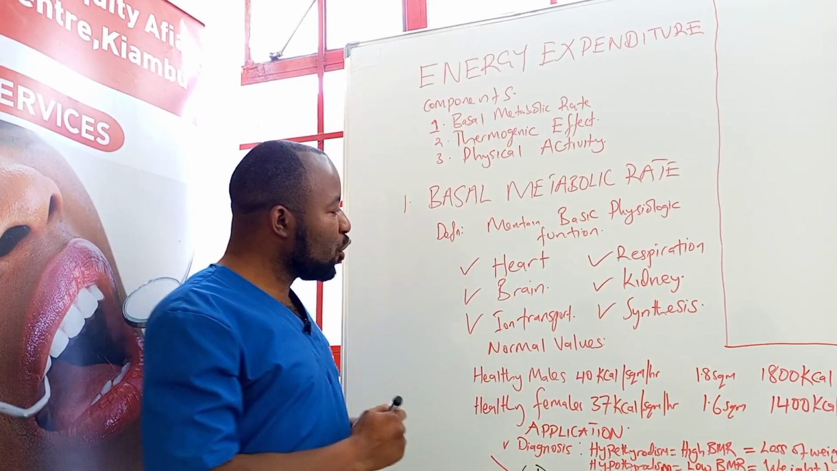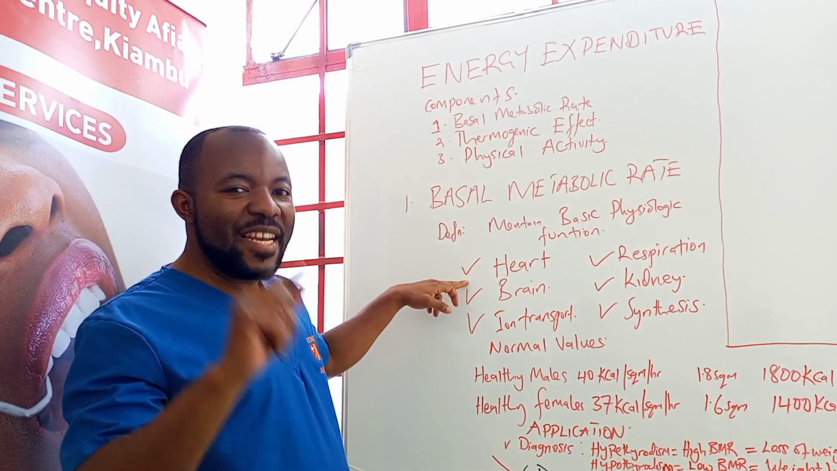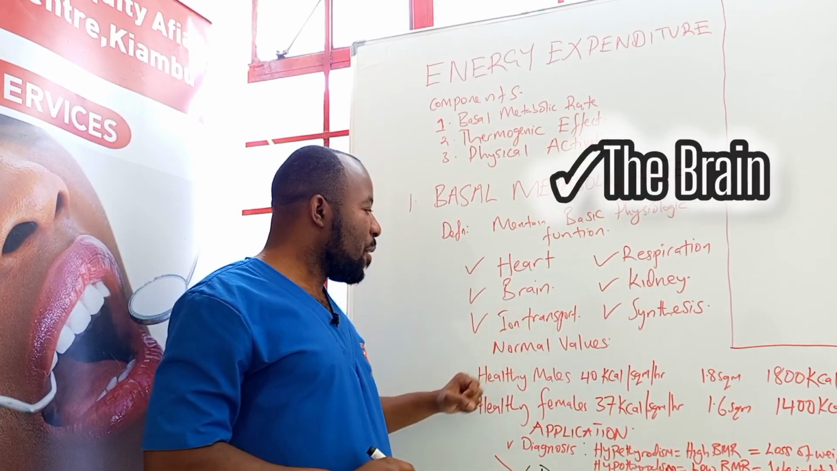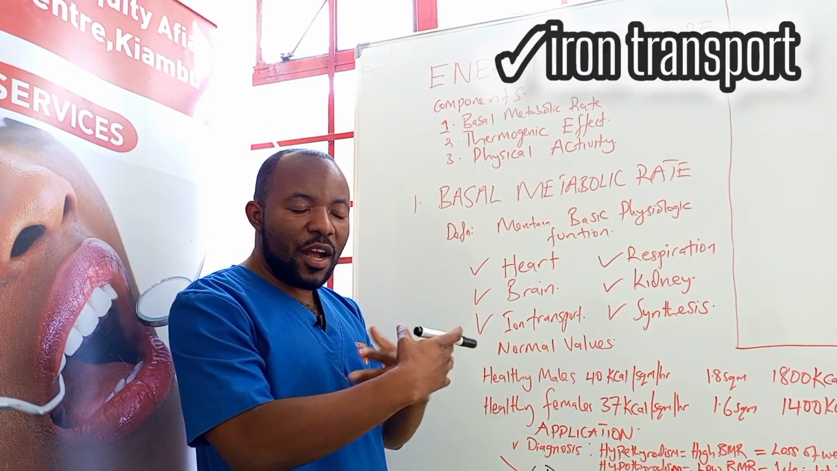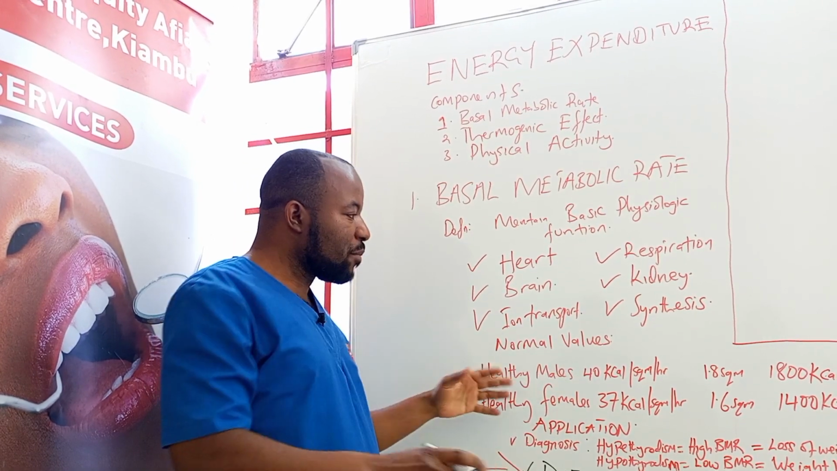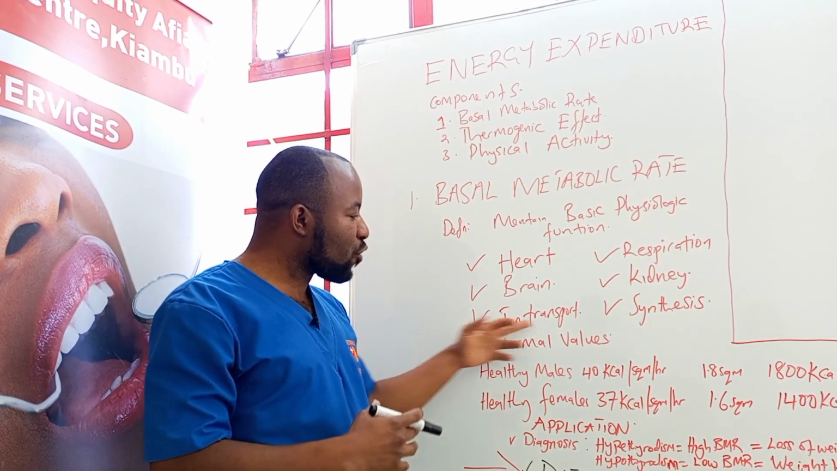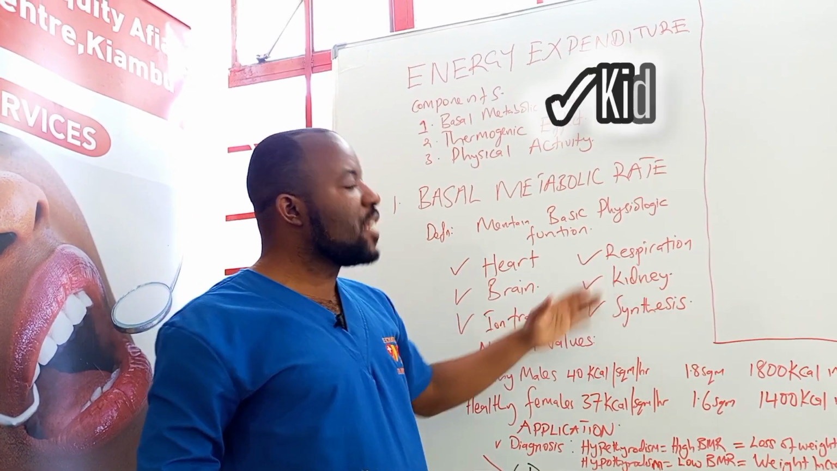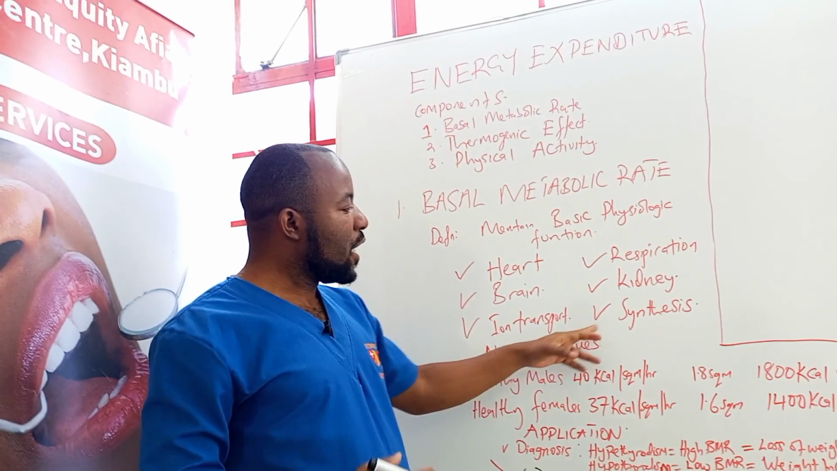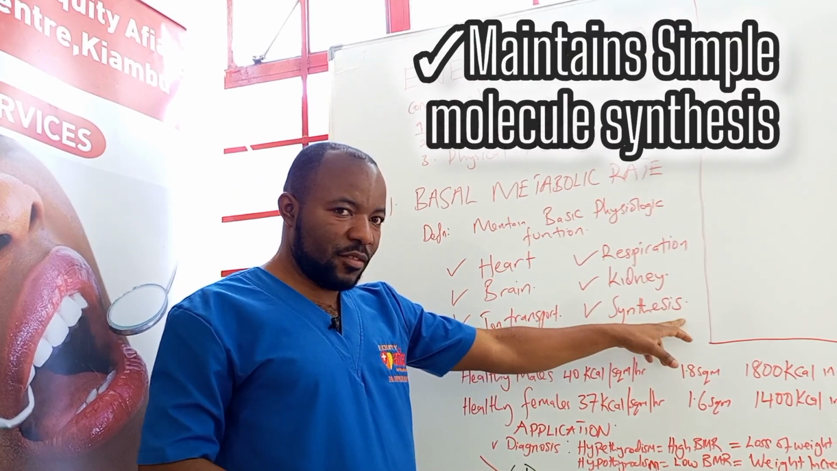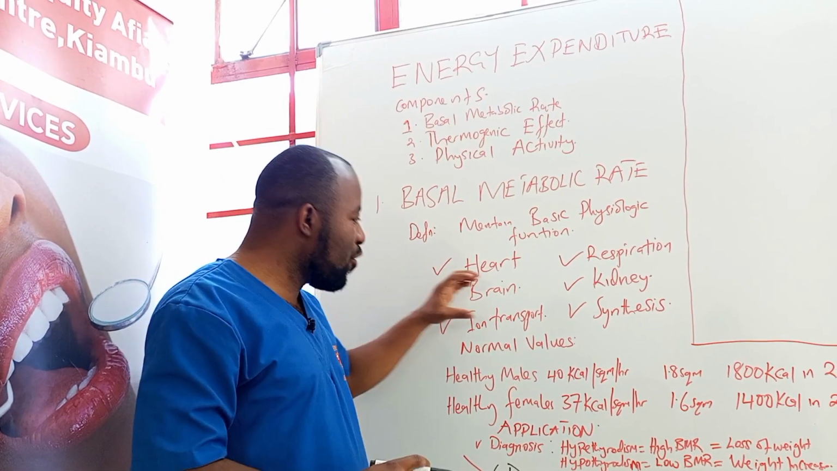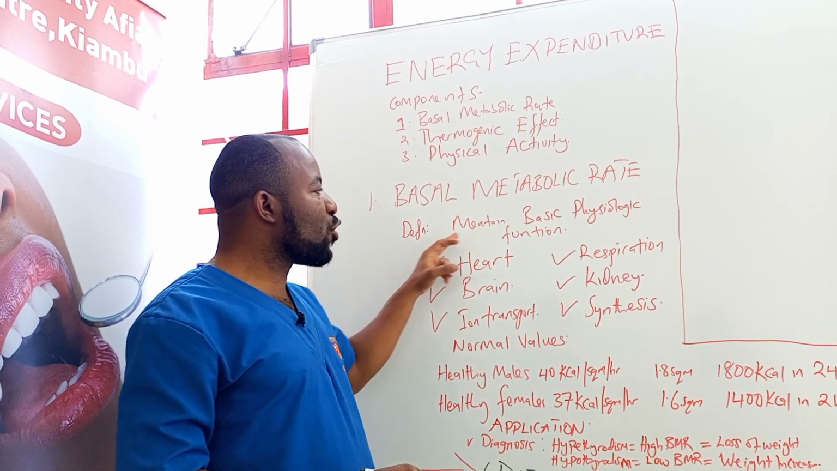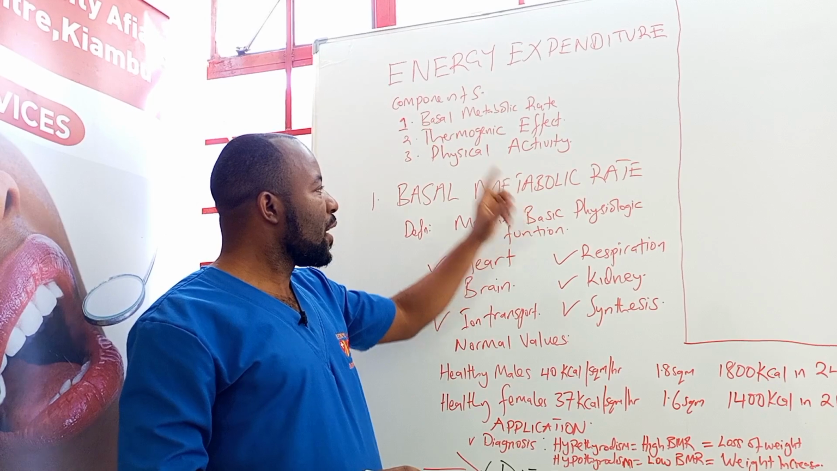And why is that? Because this energy maintains the activity of the heart, the activity of the brain, the ion transport between muscles. It maintains respiration, breathing, keeping you alive. It maintains your kidney functions. It maintains simple molecule synthesis. This energy alone cannot help you to run. So that energy is called the basal metabolic rate.